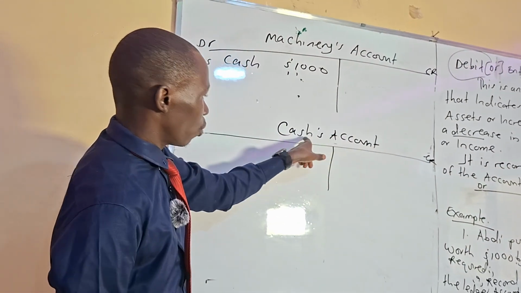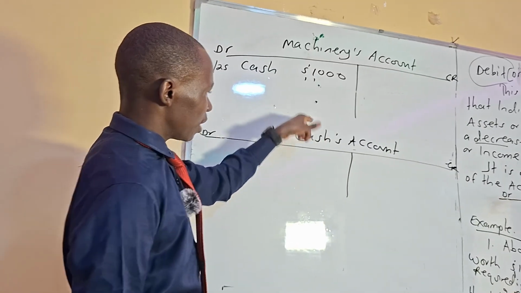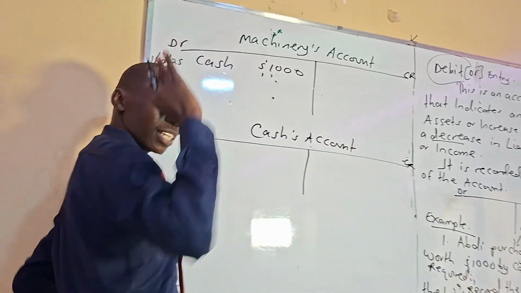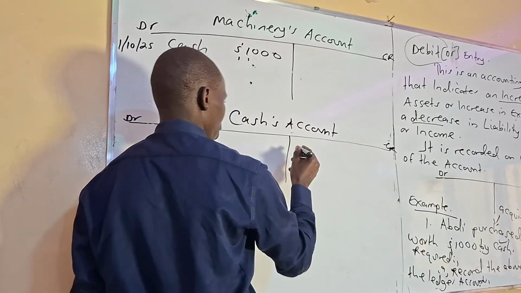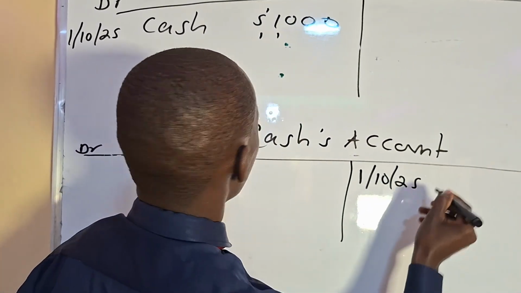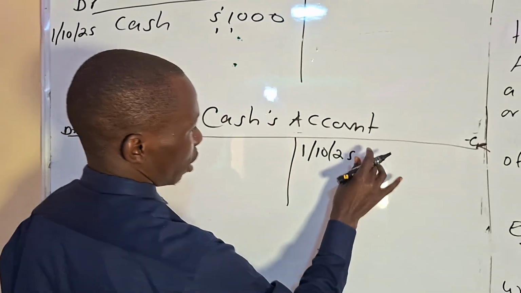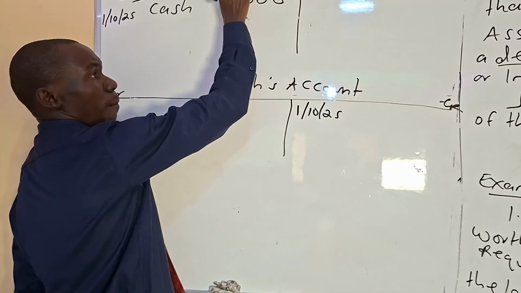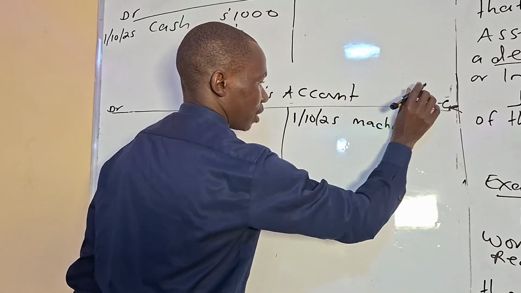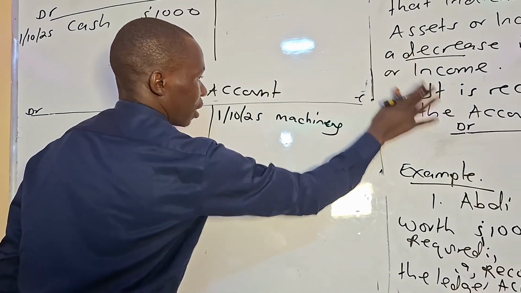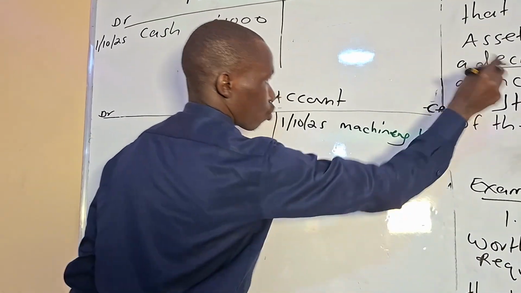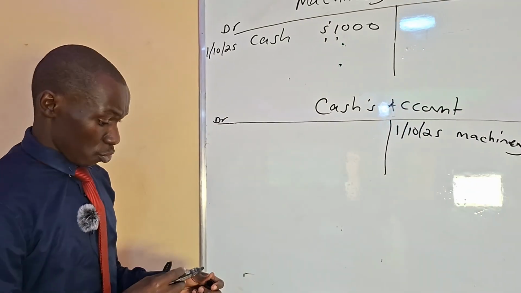When it is reducing, we know even cash is an asset. If it is reducing, means we are going to put on both sides the same transaction, the same amount, same date. First, October 2025. Reducing, your cash is reducing because you are buying machinery. You bring here machinery. Machinery is in. Just write machinery. How much? The same amount you recorded it there. 1,000.